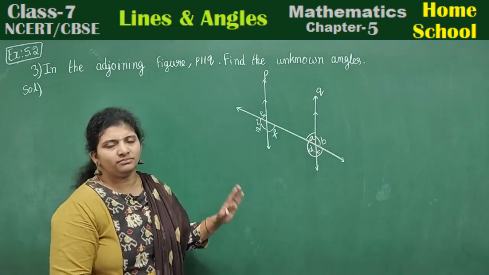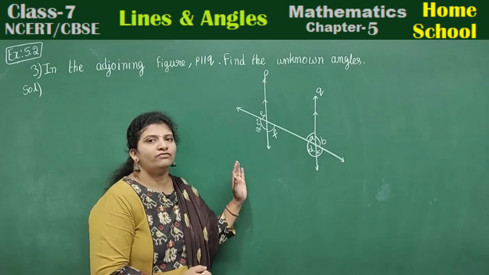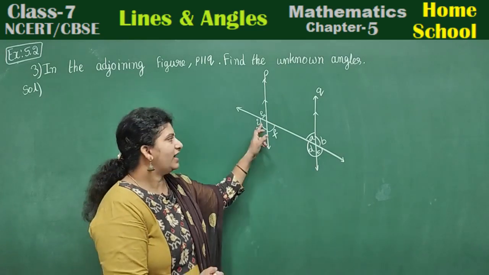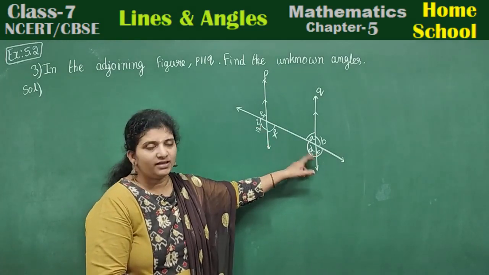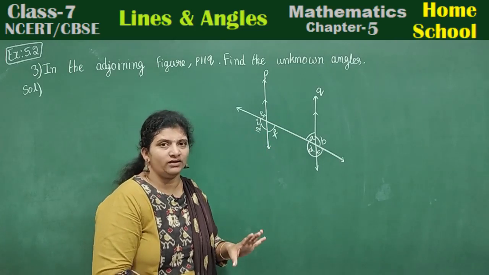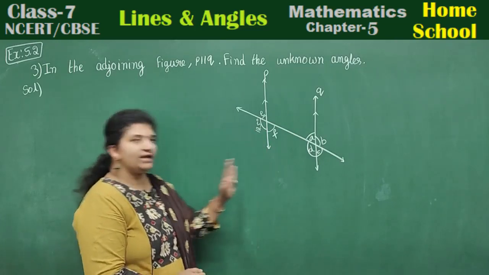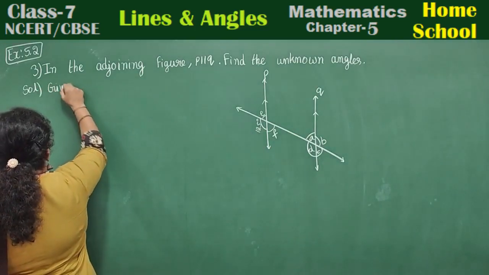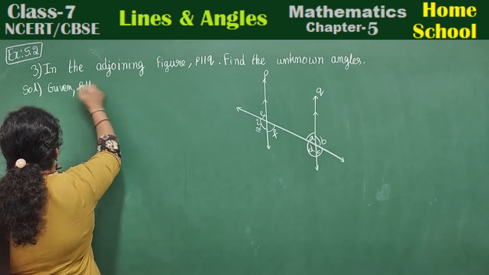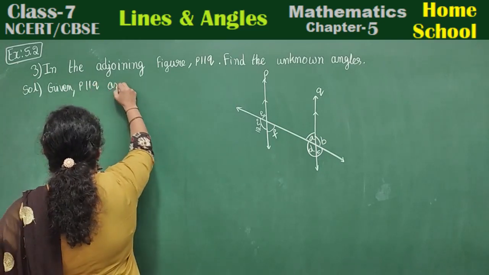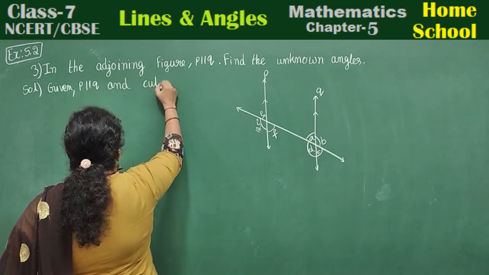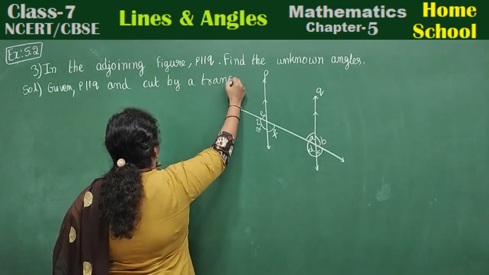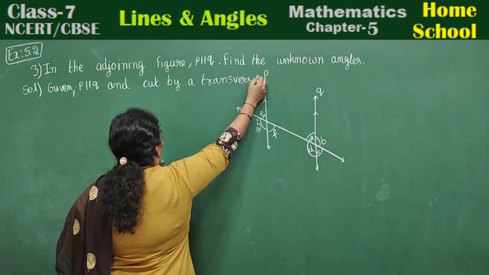Let's start the problem, but please understand here, if two lines are parallel and a transversal is cutting these two lines intersecting at 2 points, then the corresponding angles will be equal. That you should remember. Okay, let's start proving this. Solution. Given P parallel to Q and these two lines are cut by a transversal.